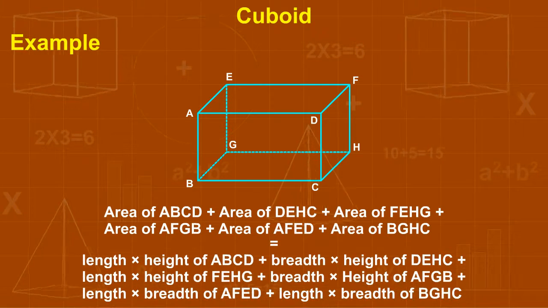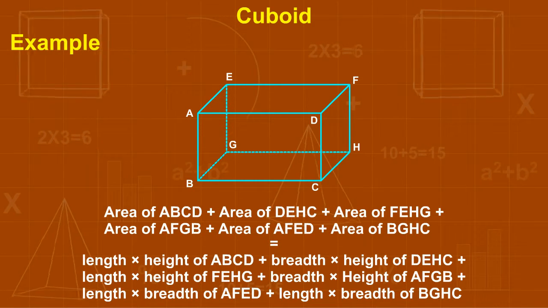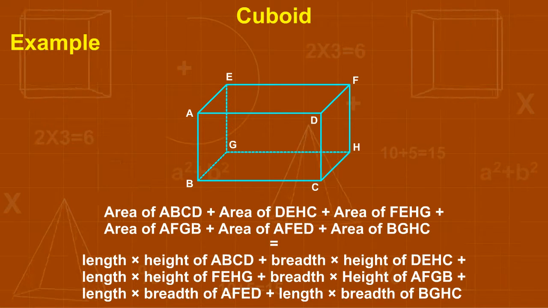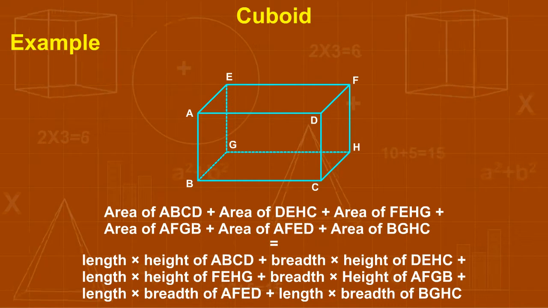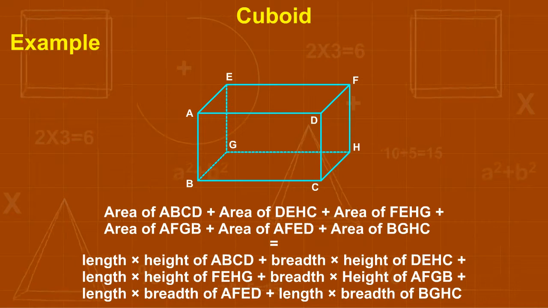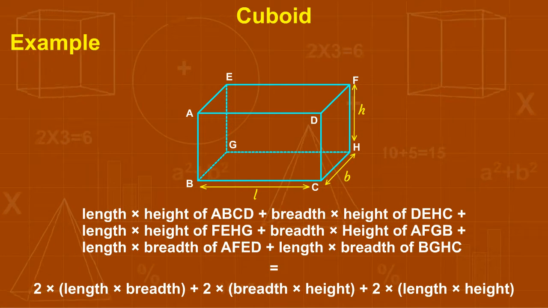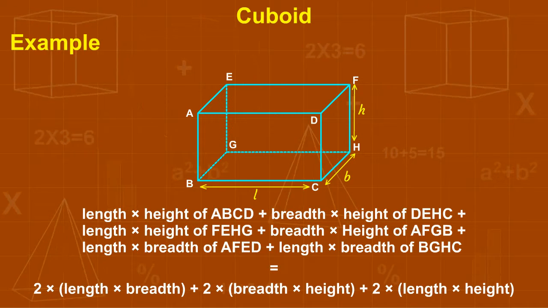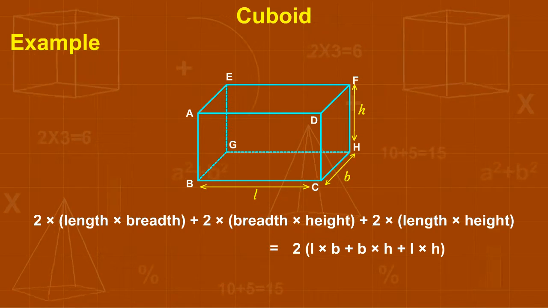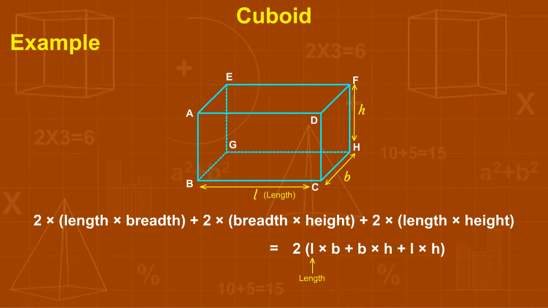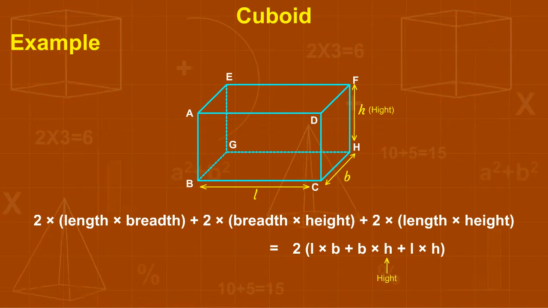That will be equal to length into height of ABCD plus breadth into height of DEHC plus length into height of FEHG plus breadth into height of AFGB plus length into breadth of AFED plus length into breadth of BGHC, which is equal to 2 times length into breadth plus 2 times breadth into height plus 2 times length into height, which is equal to 2(LB + BH + LH), where L represents the length of the cuboid, B represents the breadth of the cuboid and H represents the height of the cuboid.